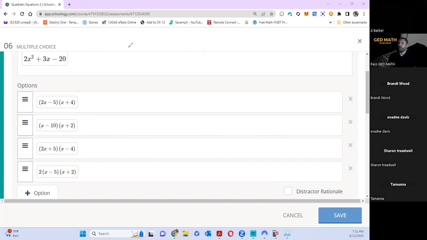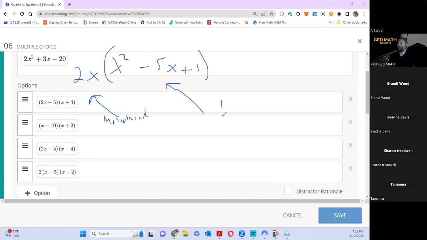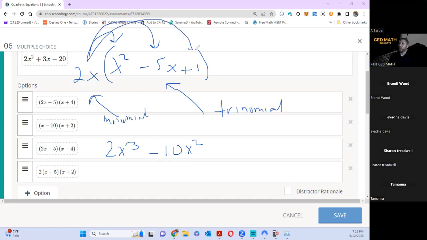But in real life, like for example, if you had x squared minus 5x plus 1 times 2x. This is a monomial, and this is a trinomial. Now, in my book, I call anything more than one a polynomial. But understanding the prefixes, bi means 2, tri means 3. Then we would do 2x times x squared, which is 2x to the third. 2x times minus 5x is minus 10x squared. 2x times 1 is 2x. That's how you would do that.